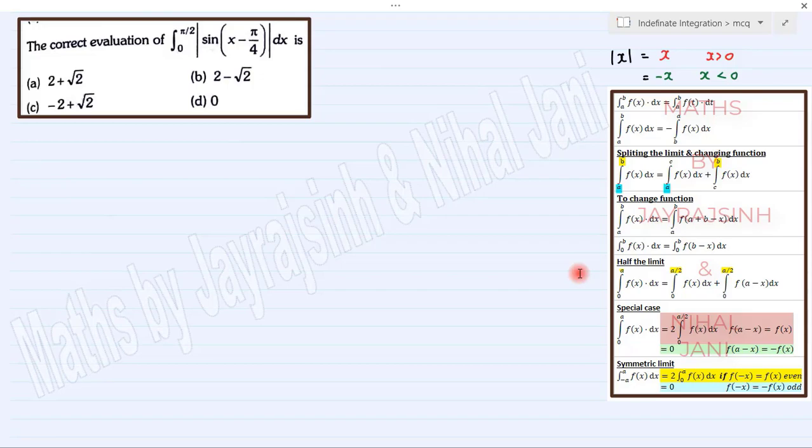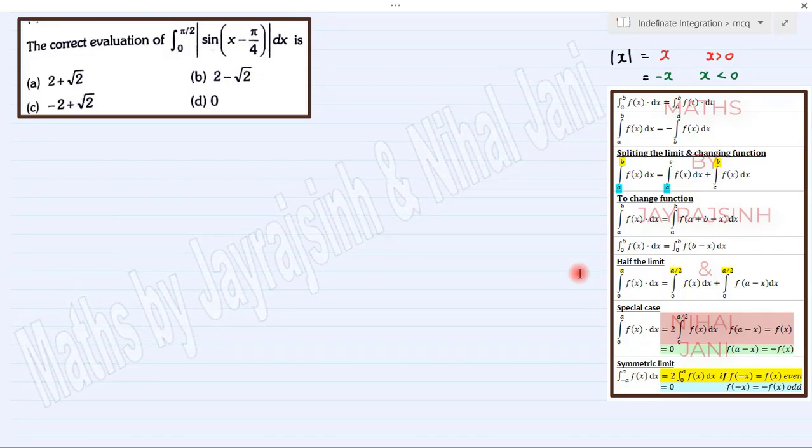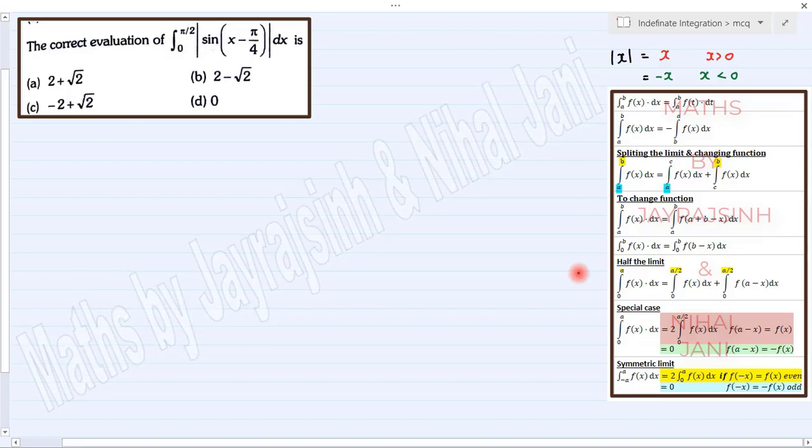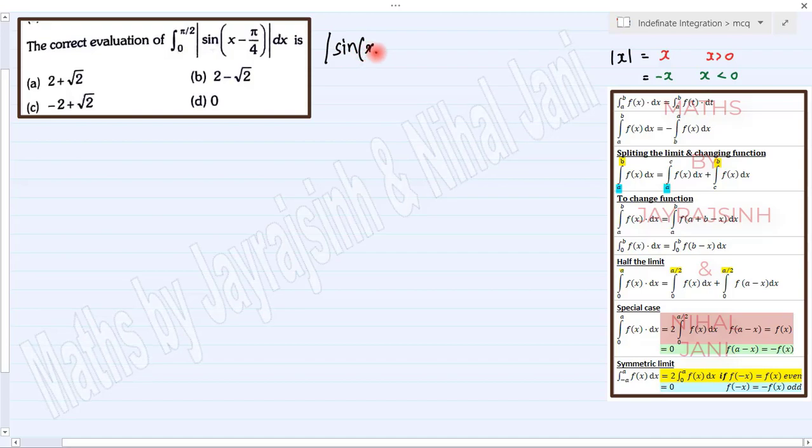We have to find out the integration of mod of (sine x minus pi by 4) from 0 to pi by 2. Here, within the mod, we have sine x minus pi by 4.